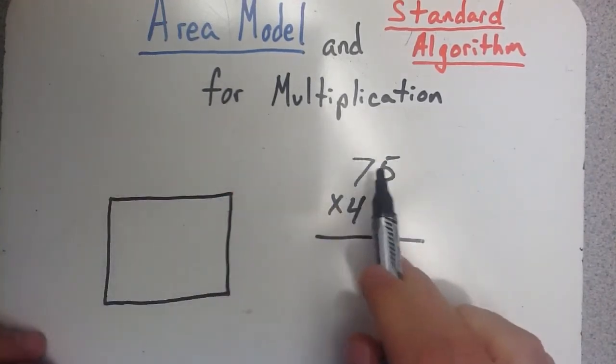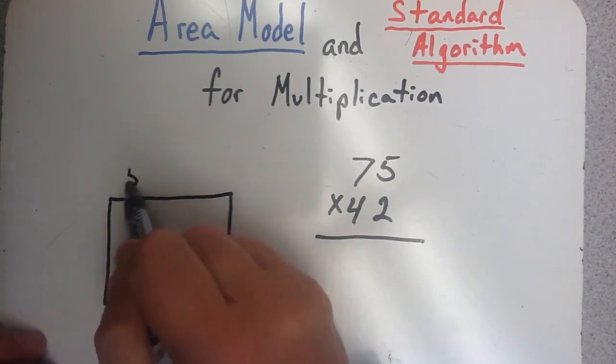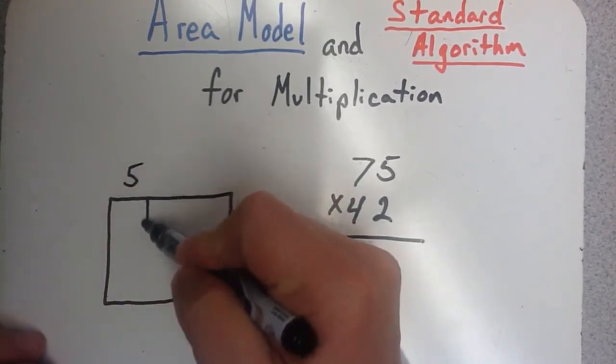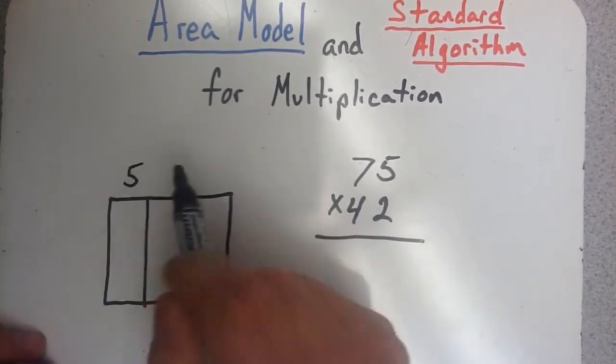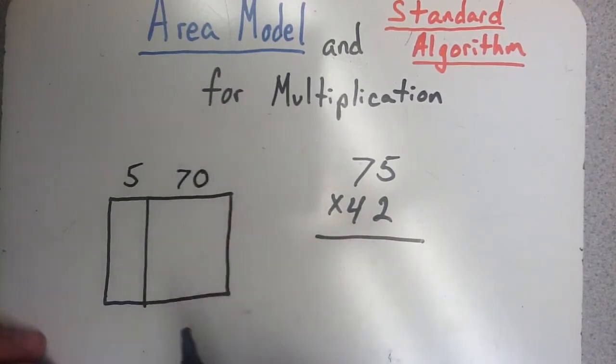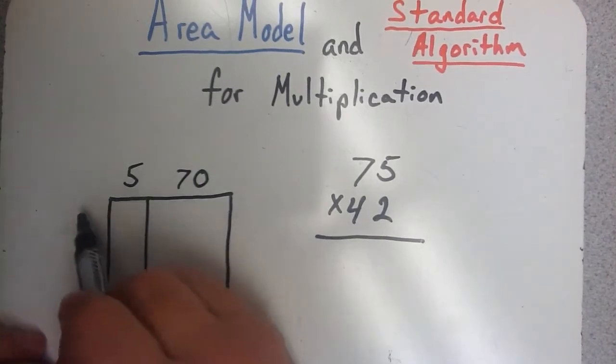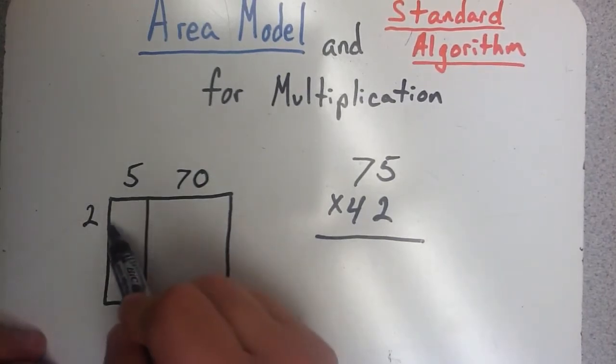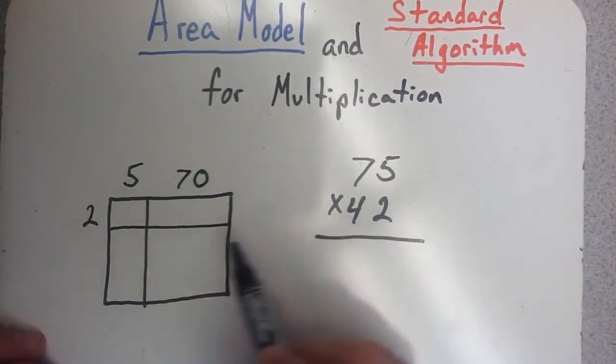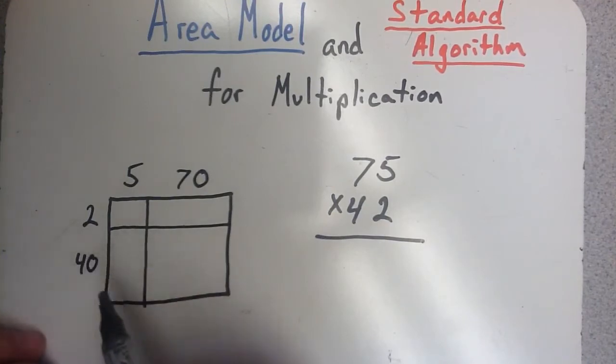Now I'm going to break apart my number into ones and tens. The value of my ones is 5. The value of my tens is 70. Now I look at my next number here. The value of my ones is 2, and the value of my tens is 40.